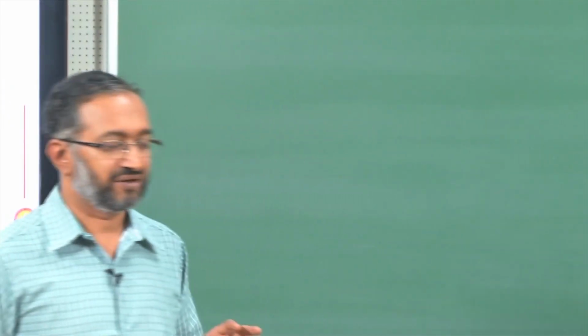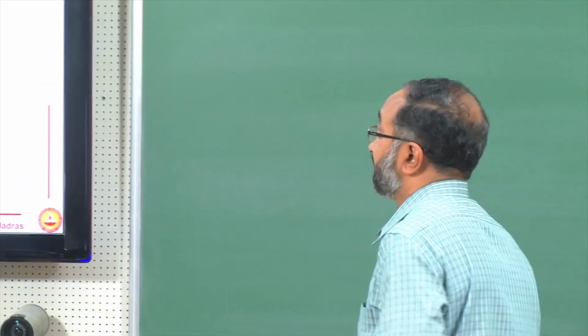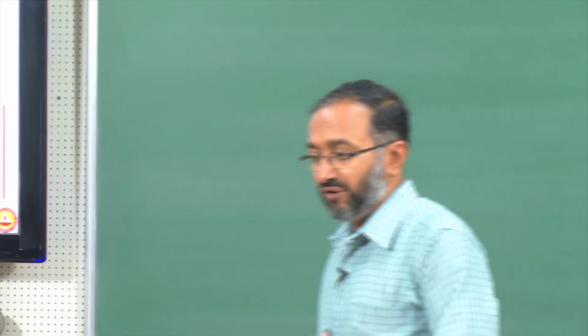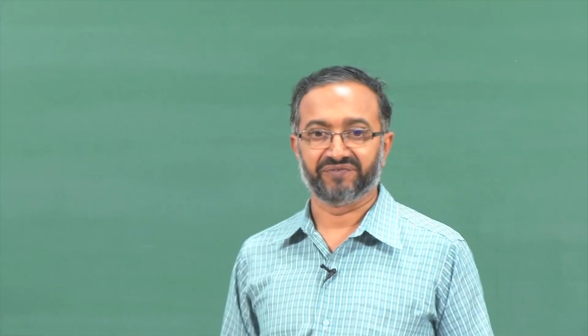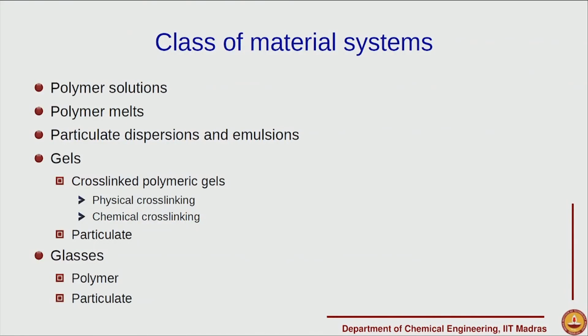So, for example, what we have are polymer solutions. I already mentioned that there are two broad classes of material systems that we will see, macromolecular and multiphase. The classes of material systems that we will generally see begin with polymer solutions, where we have polymer mixed with a solvent. Then we have polymer melts, where we take plastic material to a very high temperature where it starts flowing. So that is another class of material system.